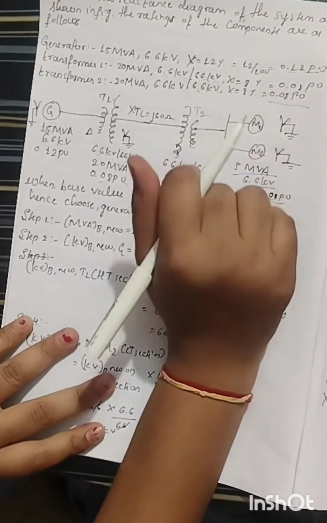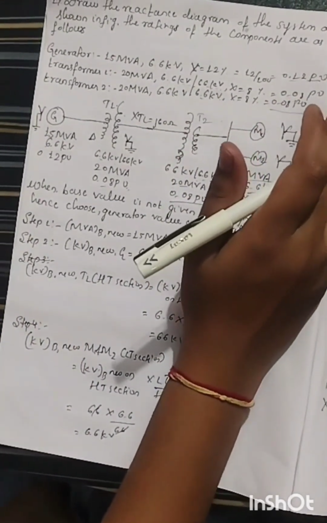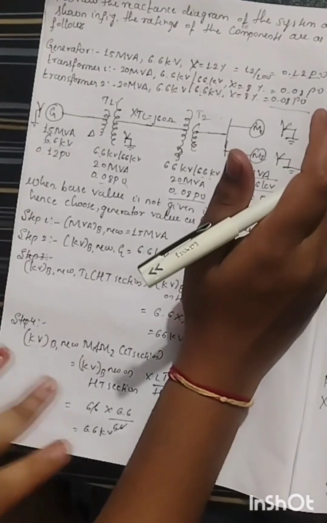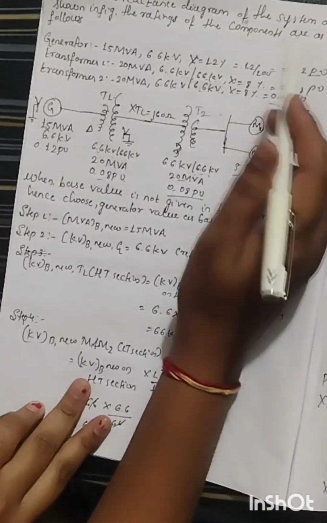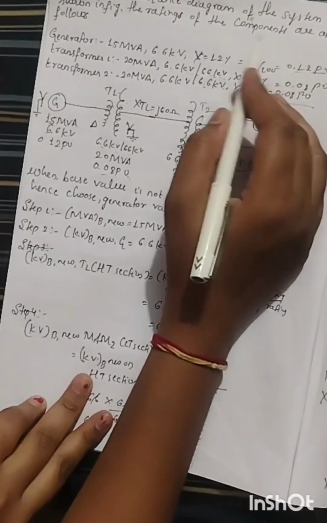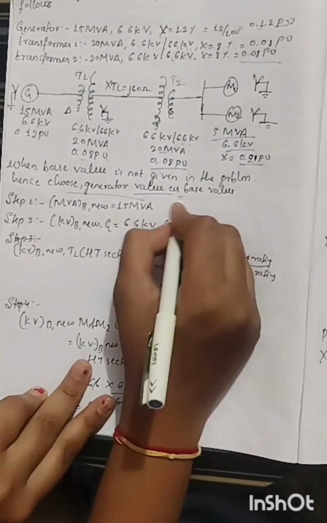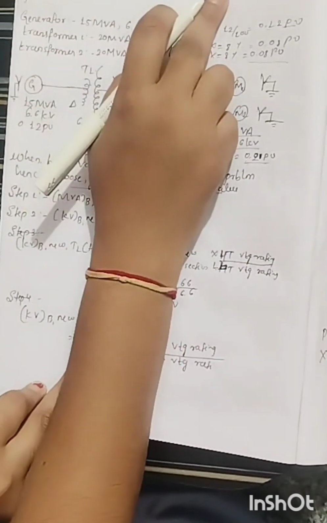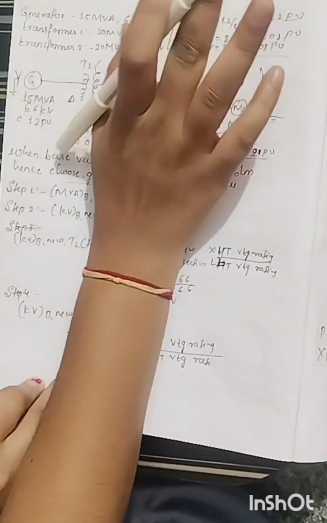See, there are 5 steps to calculate this. Before going to the steps, one thing we need to remember: if in the question they didn't mention which base value to take, we need to take the generator value as the base value. This is a very important point, we need to note it down. They didn't mention what value we need to take as a base value. That's why we are taking the generator value.